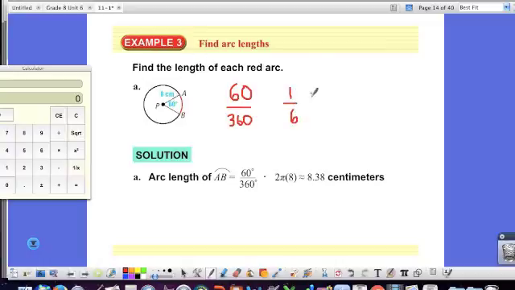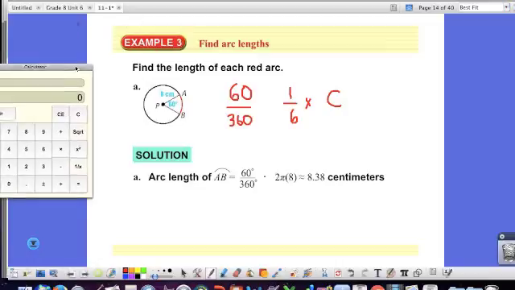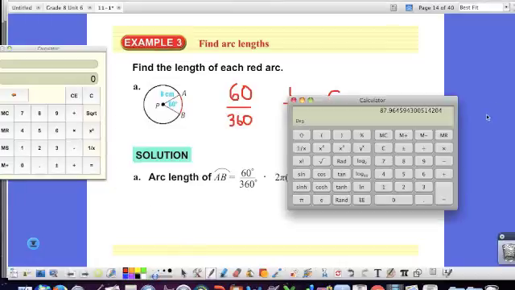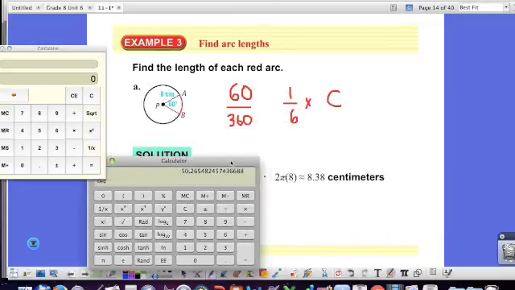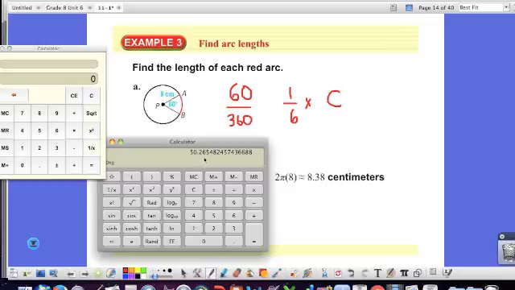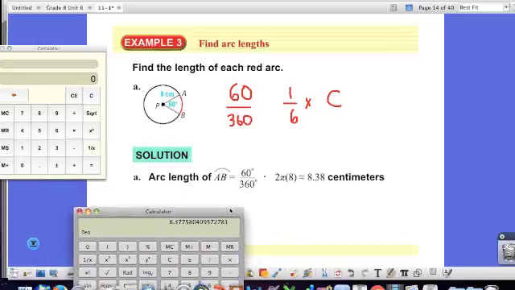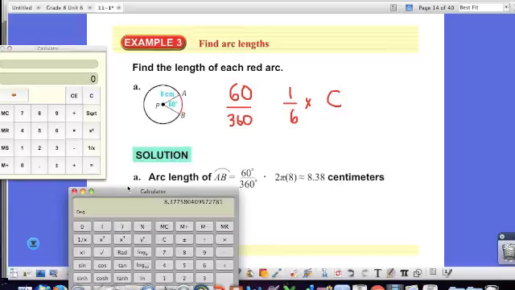So 1/6 of the total circumference is going to be the length of this arc. The total circumference is 2 times 8, which is 16 pi. I want to use my calculator with the pi button. So 16 times pi equals, and I want 1/6 of that amount, so I can just divide by 6, and I'm going to get about 8.38, which is what it's going to round to in centimeters.